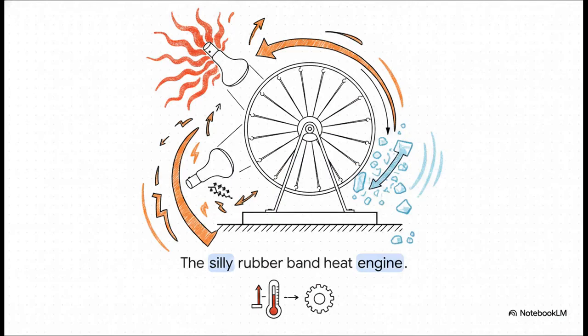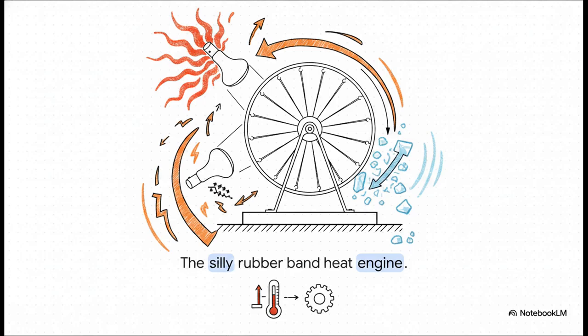Well, take a look at this incredibly silly bicycle wheel engine. Instead of standard metal spokes, it uses rubber bands. If you set up heat lamps to blast the bands on just one side of the wheel, those bands become stronger and contract. This literally pulls the center of gravity of the wheel off-center, causing the whole thing to turn.